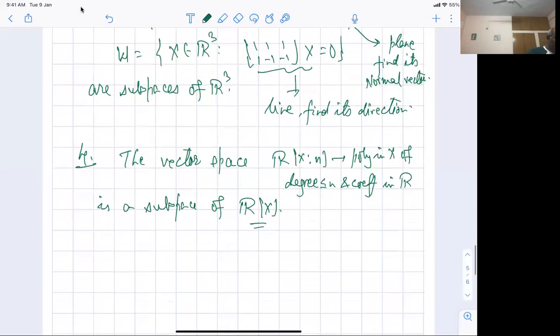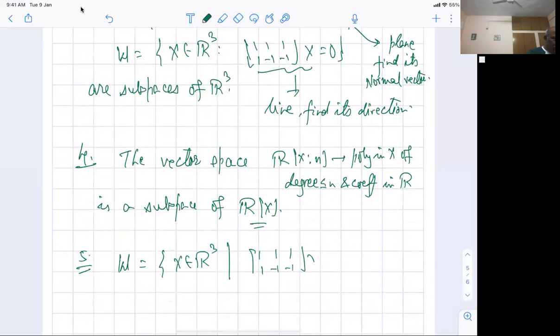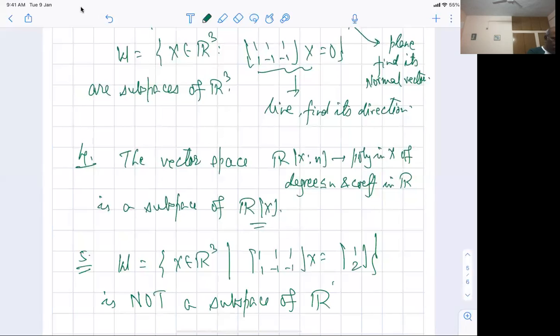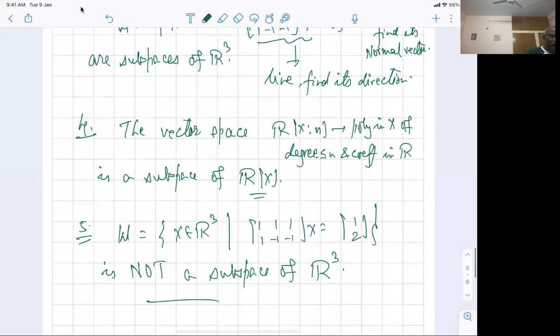Fine. One example which is not a subspace. I would like you to try lots of them for yourself. So take any x belonging to R3. Look at the set W such that the matrix 1, 1, 1, 1, minus 1, minus 1 times x is equal to 1, 2. This is not a subspace of R3. So look at the definition. I would like you to see that this is not a subspace, and try to prove why it's not a subspace yourself. Is that okay? So, important idea. All right.